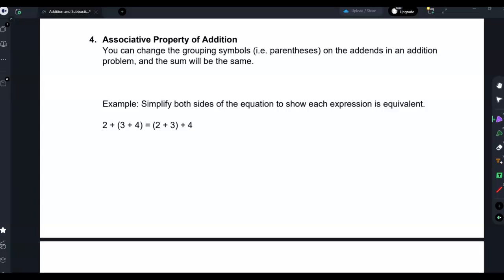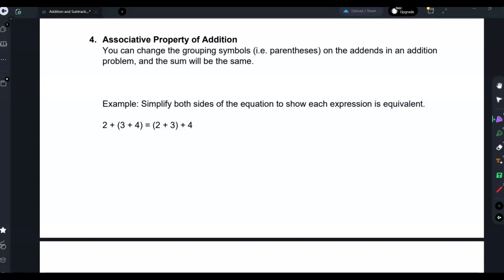The last addition property we'll discuss is the associative property of addition. This is the property that says you can change the association of any of your addends, as long as it's all addition. This is a property for addition, or you could rewrite it as addition of negatives, but as long as it's all addition, we can change the association or the grouping symbols, mainly parentheses. That's what we typically use to group terms together.